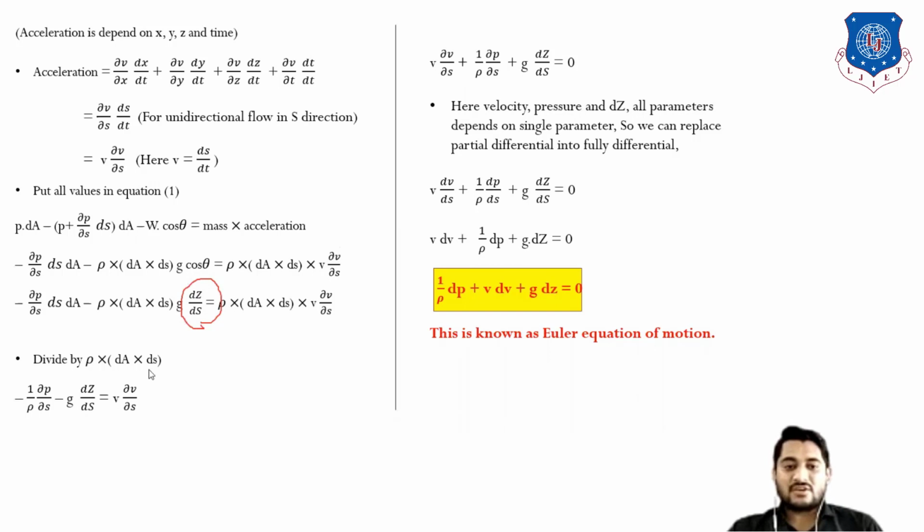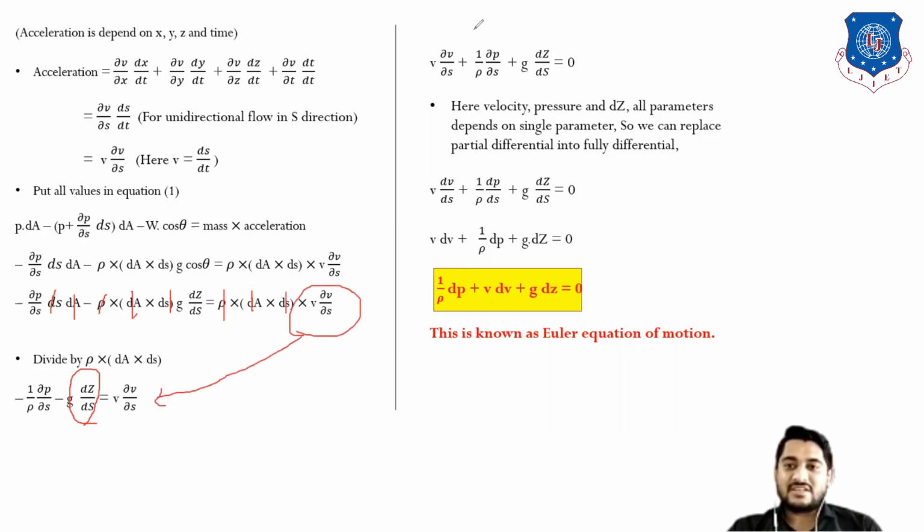Clear, students? Now divide this equation by rho dA into ds. This is an important key step. Remember it while deriving: rho dA into ds. Divide all these parameters by rho dA ds. So let us derive it. Here dA ds got cancelled and rho remaining. So 1 by rho del P by del S. Here rho dA ds got cancelled. So what is remaining? Minus G into dz by ds, and is equal to, on this side, rho dA ds got cancelled. So V del V by del S remains.